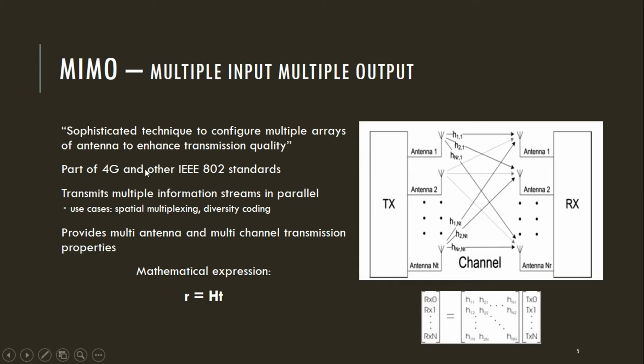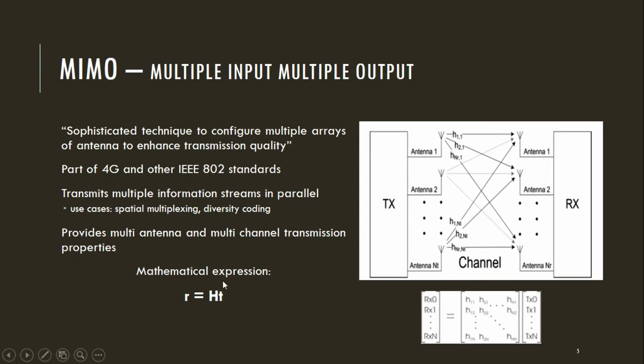It is a part of the 4G and other IEEE 802 standards. It transmits multiple streams of information in parallel. We'll see how it does that. It has some interesting use cases like diversity coding and spatial multiplexing, where we can send either the same data or different data over several channels, because as we just saw, MIMO creates different physical fading channels. We can send the same data and increase the reliability, or send different data and increase the throughput of the system.